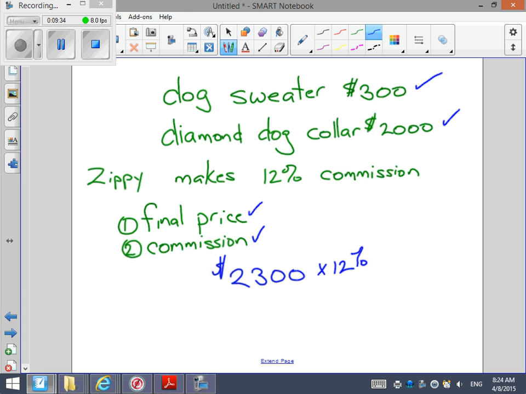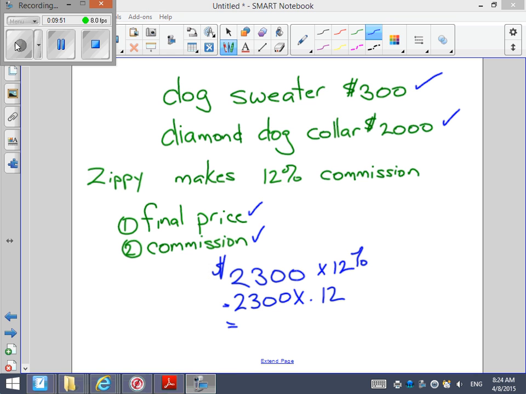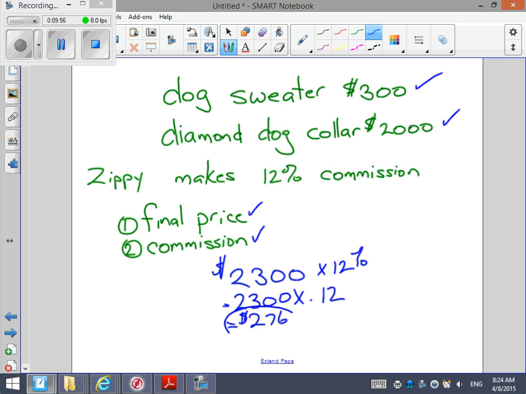Remember, the quicker way to do it is to multiply 2,300 times 0.12, because 12% divided by 100 is 0.12. And then I have to figure out what that is. Give me one second. And that is $276. That's how much money Zippy will make just for selling those items. At 12% commission, it's a lot more than the 3% commission poor Mike made in the previous question.